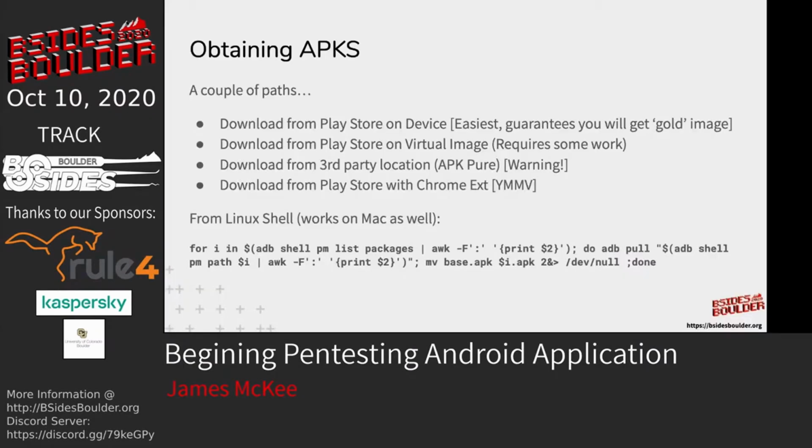Now that we have the Android device set up and ready to go, there are a couple ways that we can go through and do this. If you've got a genuine device, you can go to the Play Store and easily download APKs, and we can pull them directly from the device. This is probably the easiest, and it also means that you're going to get the gold image.